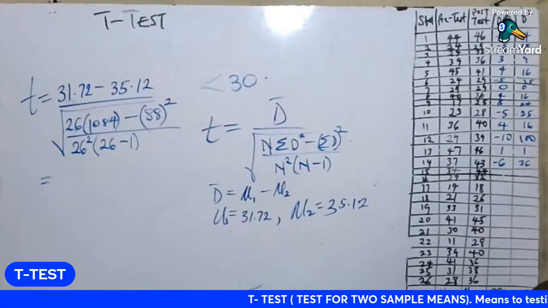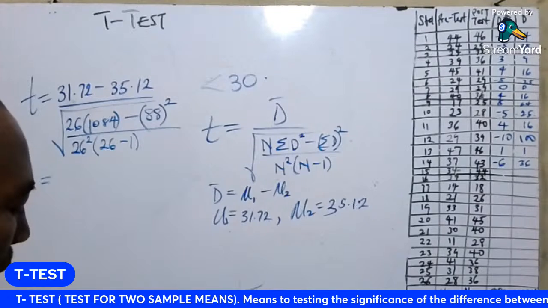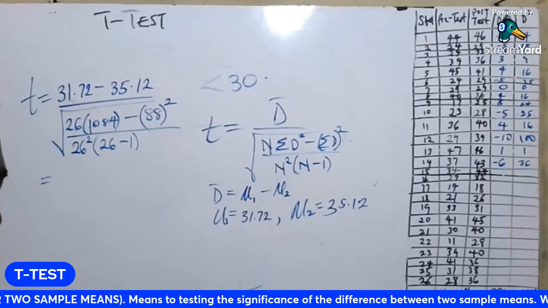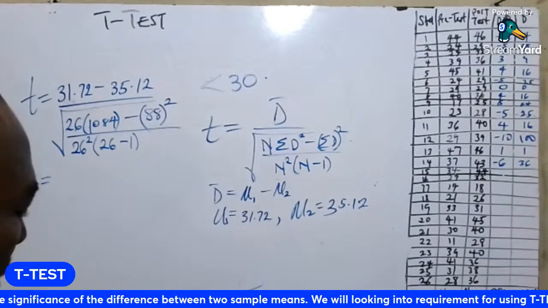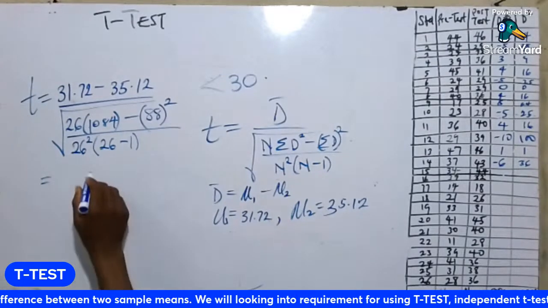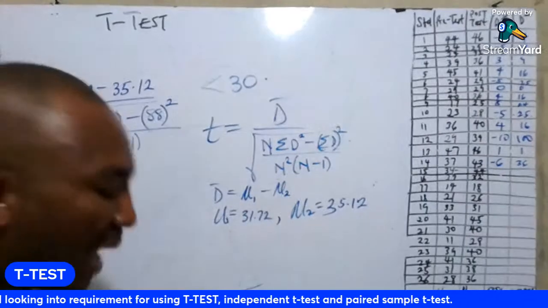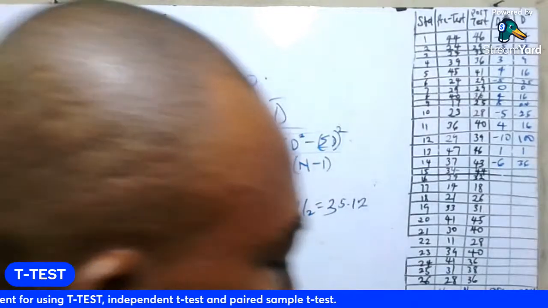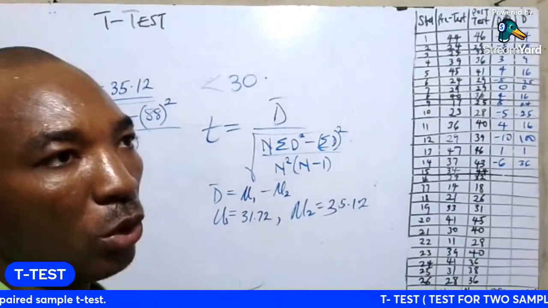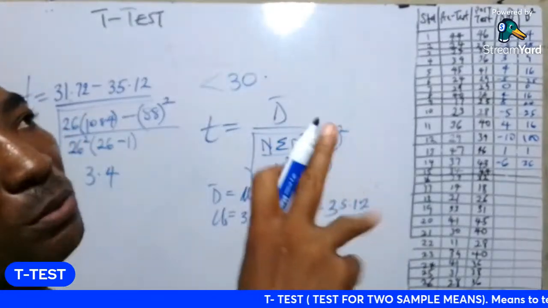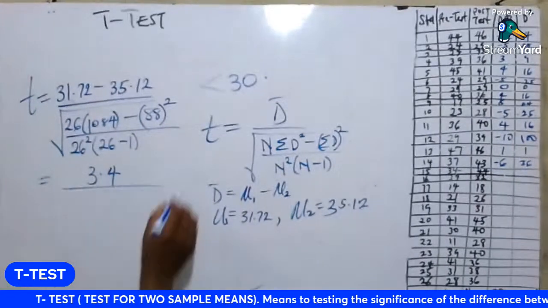Take your calculator and put it together. So the difference between the two, that is 31.72 minus 35.12. So that will give me 3.4. I know you will say minus 3.4, but don't forget that the formula says it is the absolute difference. Absolute. And when we say something is absolute, if it is negative, it becomes a positive. So that's why it's becoming 3.4.